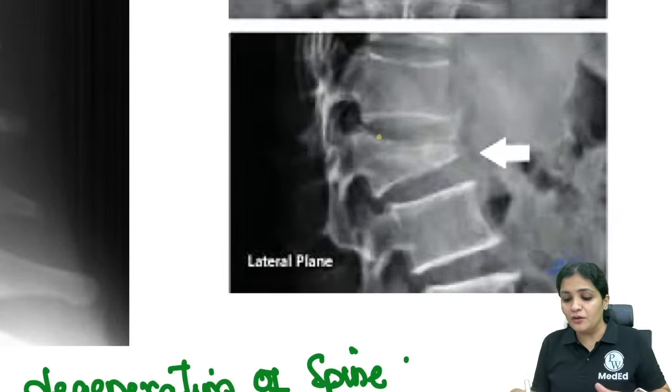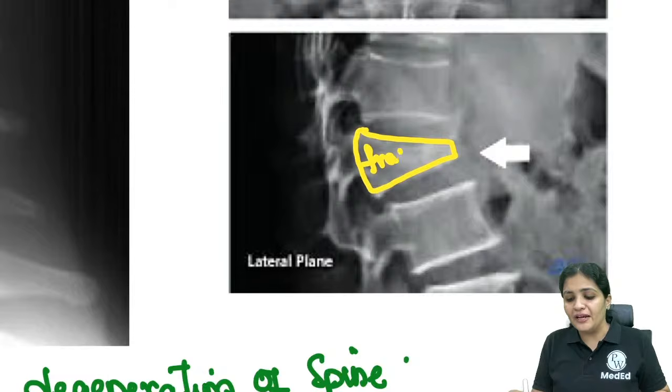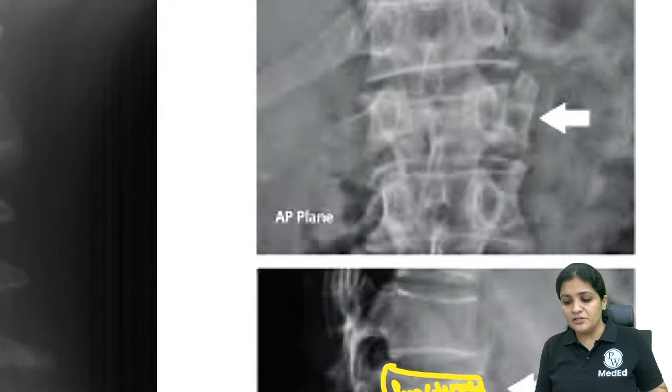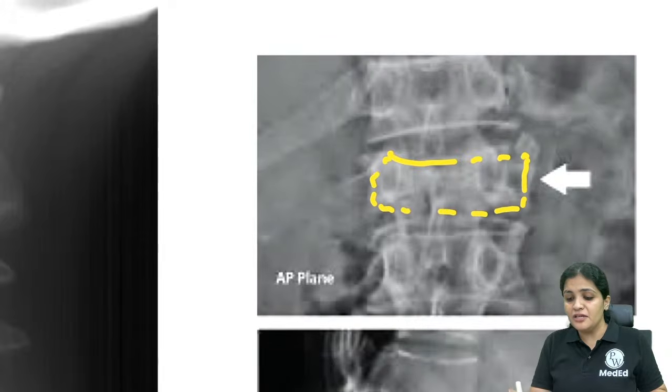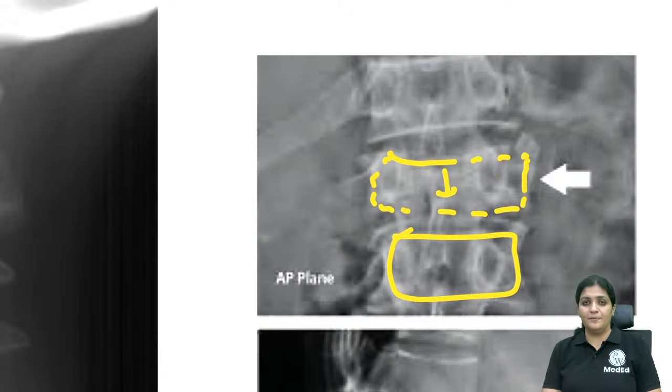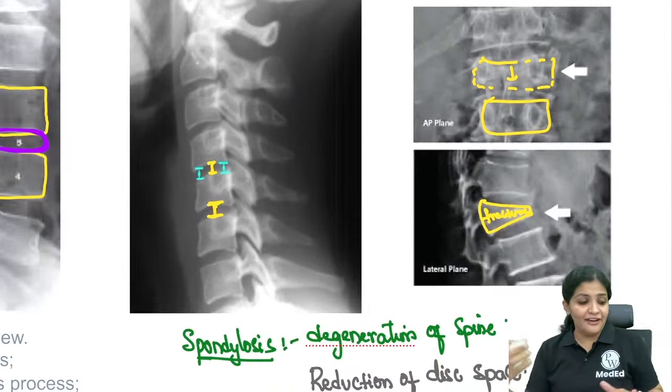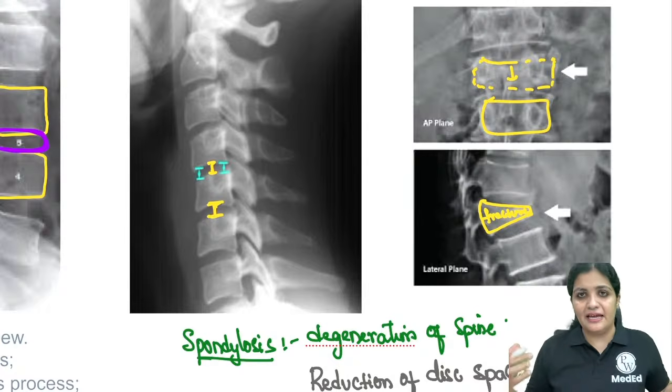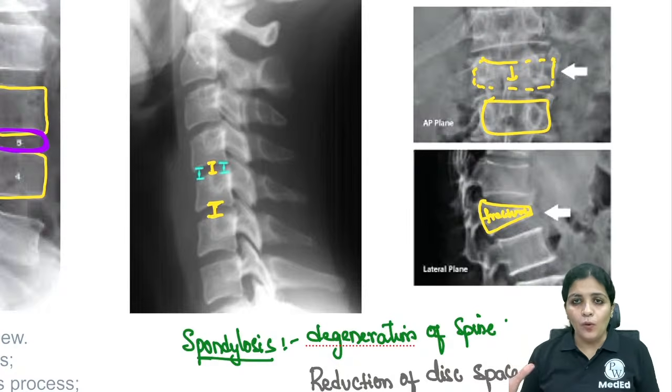Sometimes you can see the vertebral body is completely collapsed. This is nothing but your fracture. Here you see the vertebral body height is completely decreased. The normal vertebral height is this, and here it is completely collapsed. So this is an X-ray of the fractured vertebra.